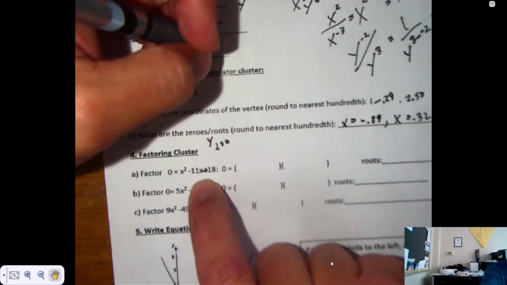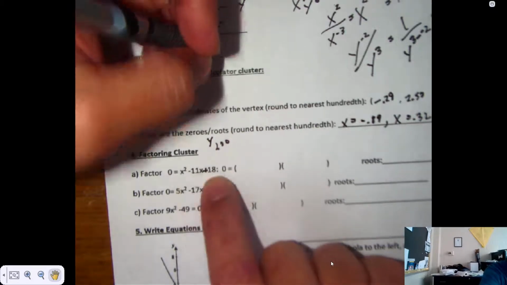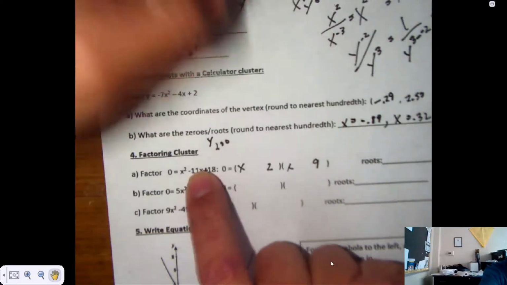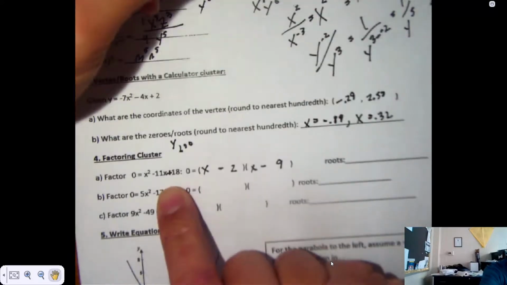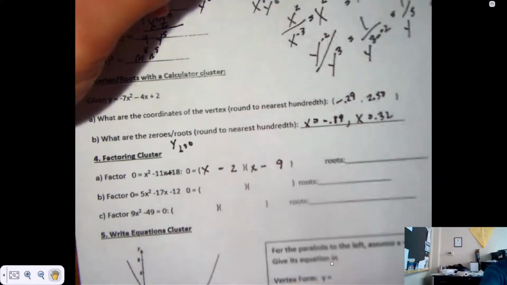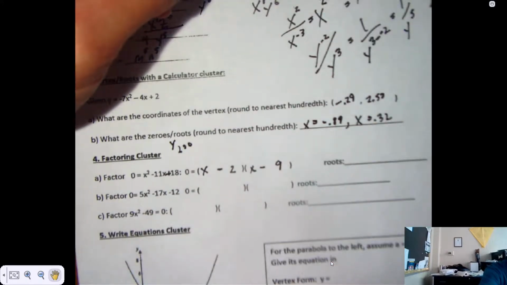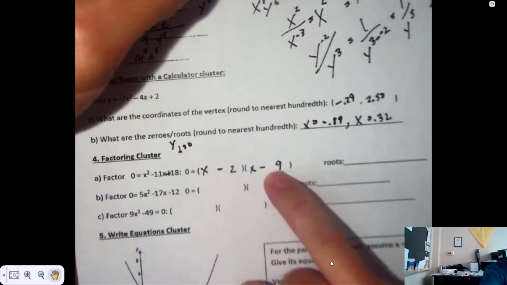Now it is factorable, because factors of 18 are 2 and 9. And to get to a negative 11, they both have to be what? Negative. Now, if you do that, what are your roots or your zeros? Yeah, 9 and 2. We're just going to say x equals 9 or x equals 2. You can give me an ordered pair if you really want to.